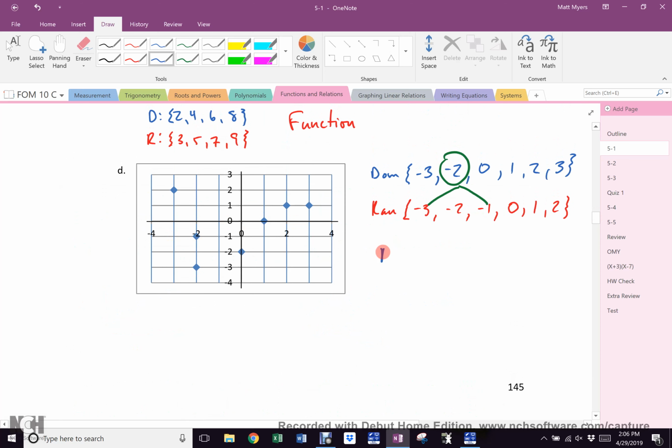Now, let's look back at the previous one. We've already said that this is a relation, right? Based on the fact that at -2 there's 2 outputs, yes? Is this a graph? If I take a vertical line, I shouldn't use blue. If I take my vertical line and I slide it along, what happens right there? I hit 2. So it's not a function.